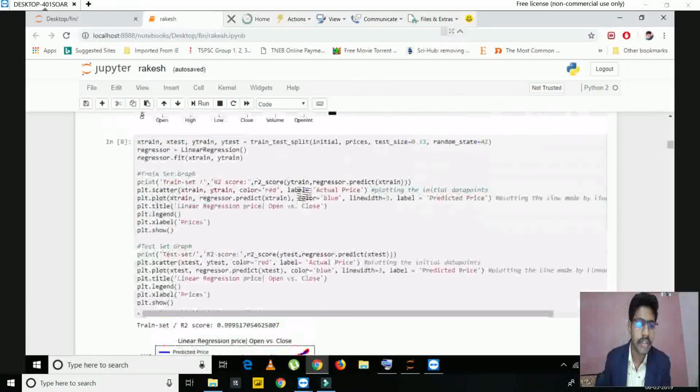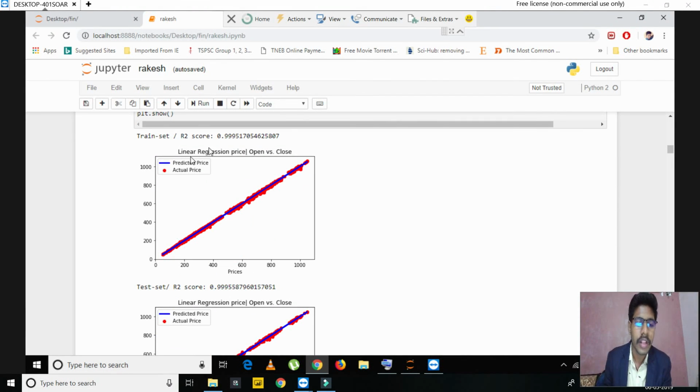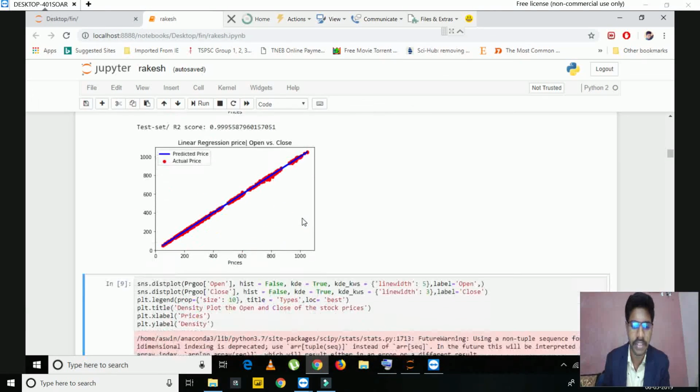Okay, next, we train the datasets here. The x train and y train are used for linear regression price prediction. You can see here how the predictions have been assembled. It's perfectly fitted between actual price and predicted price. You can easily find it: the blue line is the predicted price and the actual price is red. We can perfectly fit a straight line, so we can use linear regression for this.